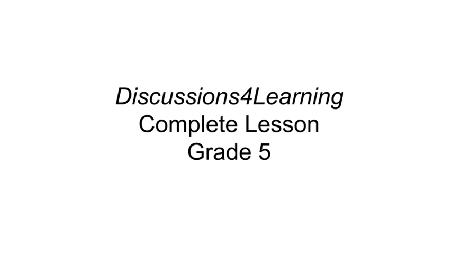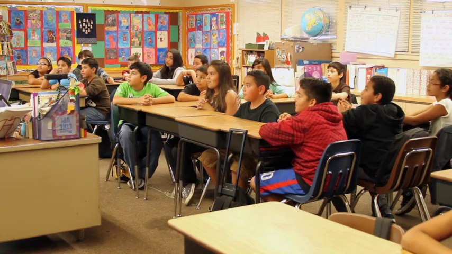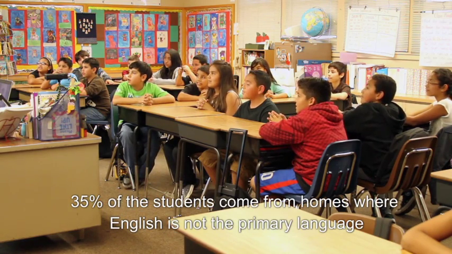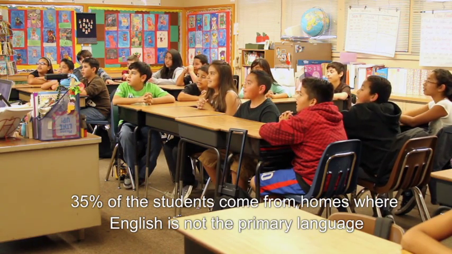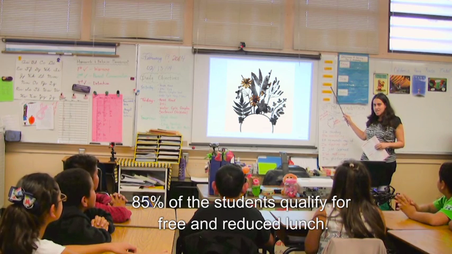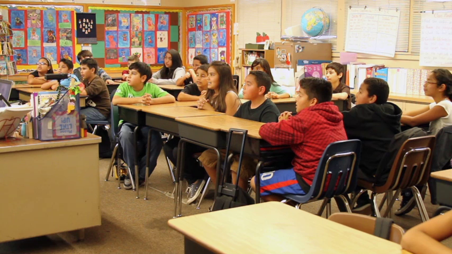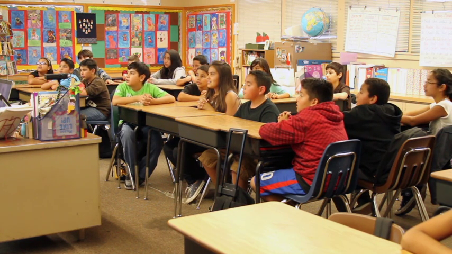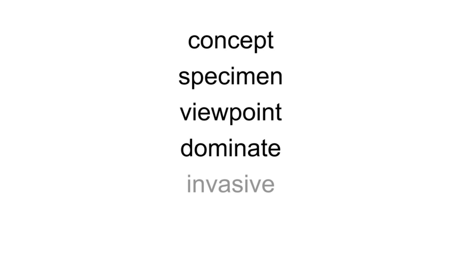Okay, girls and boys. This is a grade 5 classroom with 33 students in Fremont Elementary School in Montebello, California. 35% of the students come from homes where English is not the primary language, and 85% of the students qualify for free and reduced lunch. In this lesson from Level D, students learn the words concept, specimen, viewpoint, dominate, invasive, and diverse without worksheets.